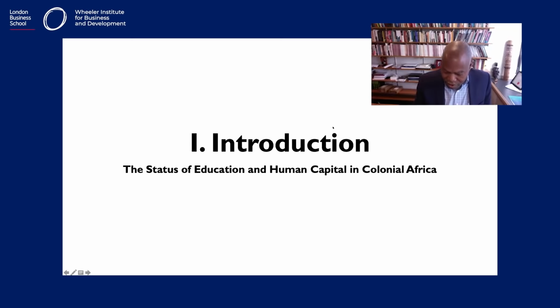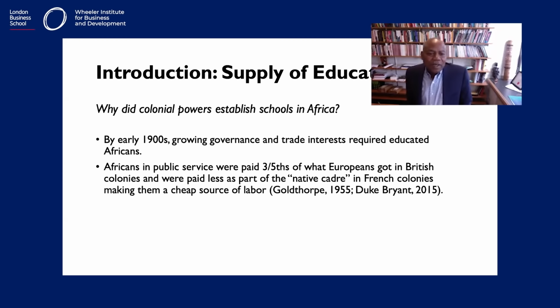So as a way of introduction, by early 1900, there were growing issues with governance, particularly public administration and trade, that required educated Africans. And there were rules that allowed the colonial administration to pay only a fraction of what was paid to colonial administrators, which makes educated Africans a relatively cheap source of labor.